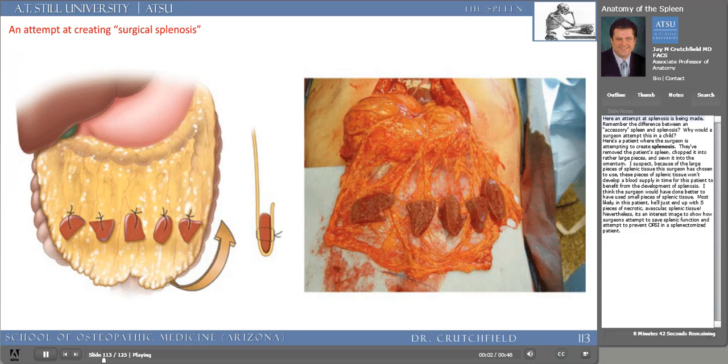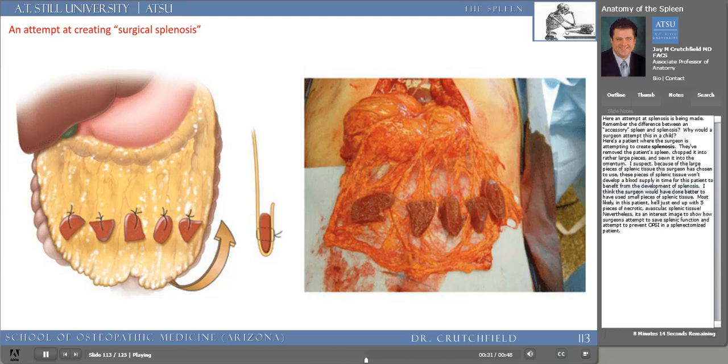Here's a patient where the surgeon is attempting to create splenosis. They've removed the spleen, chopped it into rather large pieces, and sewn it into the omentum. I suspect that because of the large pieces of spleen that this surgeon has used, these spleen segments won't develop a blood supply in time for this patient to develop splenosis. I think he would have done better to create smaller pieces of splenic tissue.